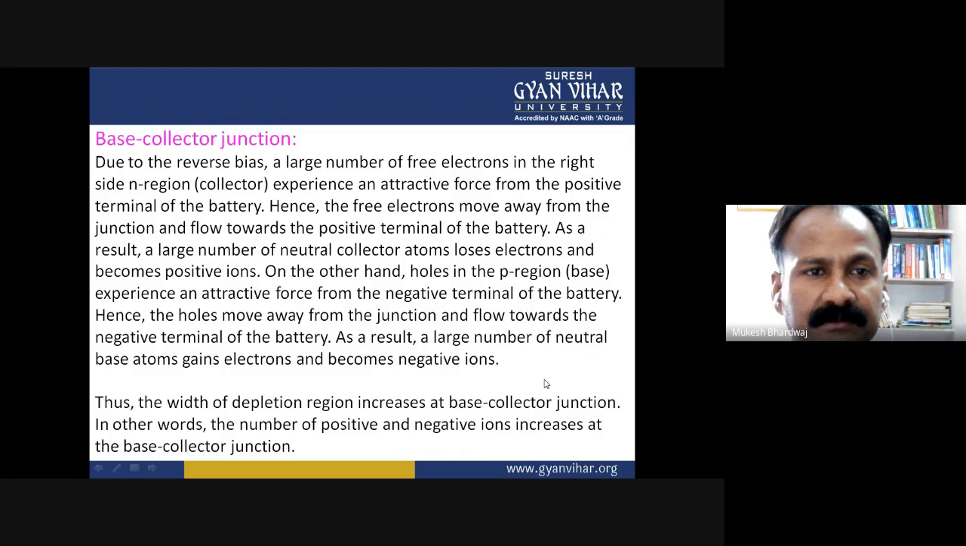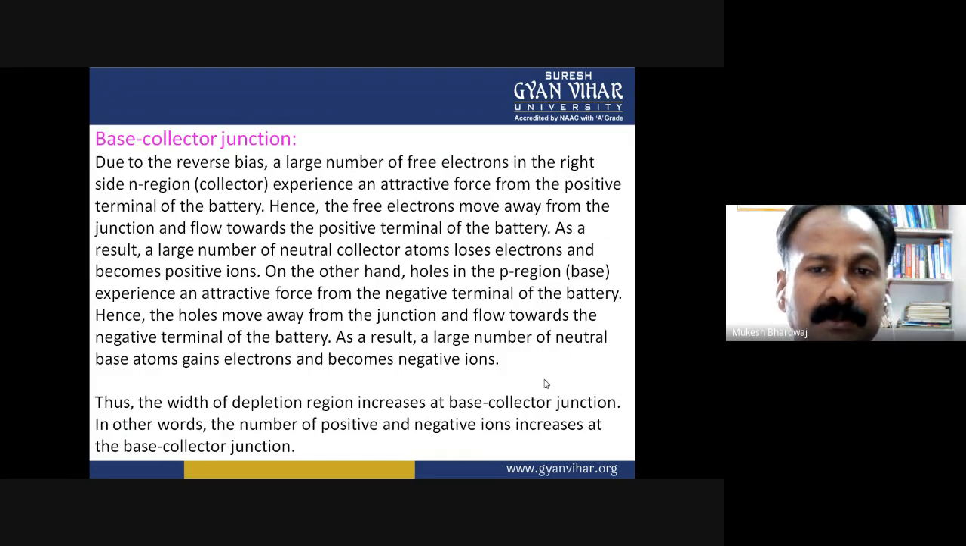Base collector junction. Due to the reverse bias, a large number of free electrons in the right side N region collector experience an attractive force from the positive terminal of the battery. Hence, the free electrons move away from the junction and flow towards the positive terminal of the battery. As a result, a large number of neutral collector atoms lose electrons and become positive ions.